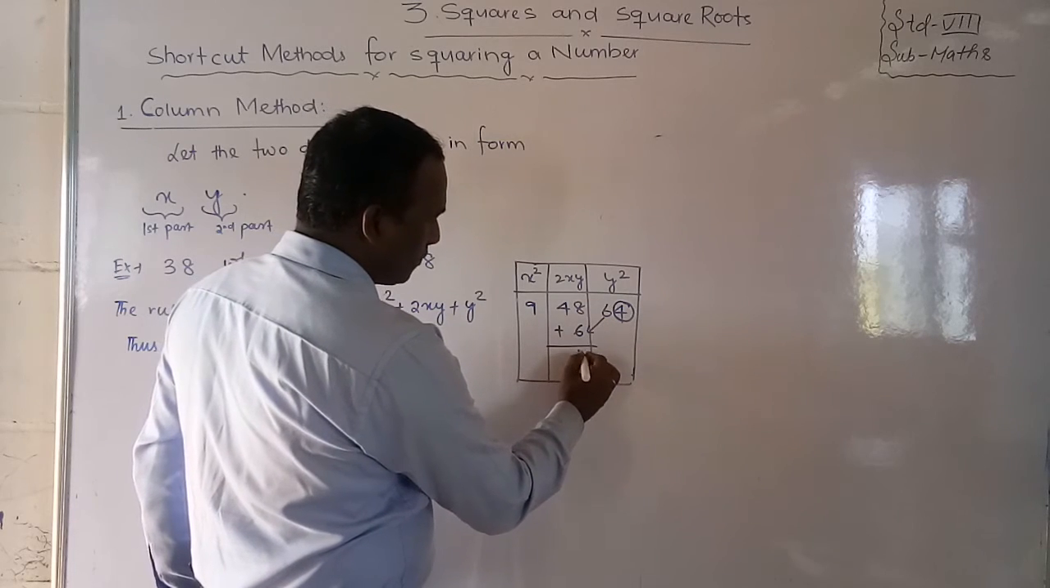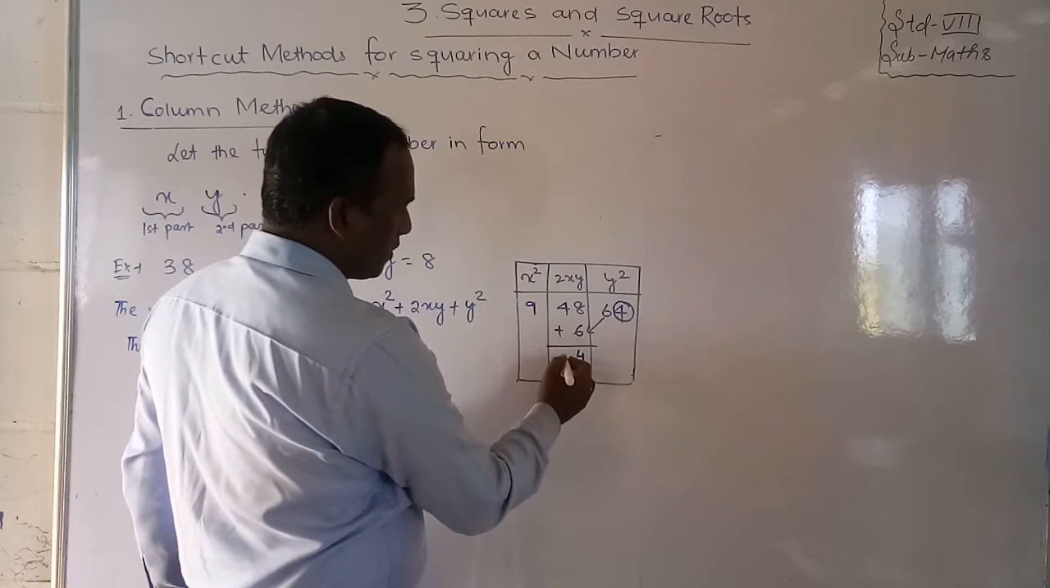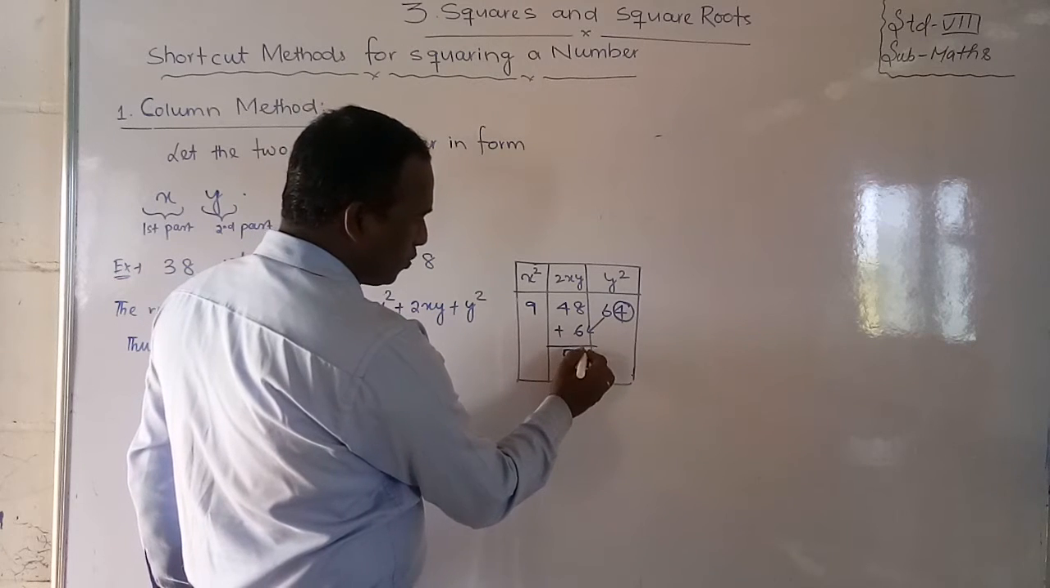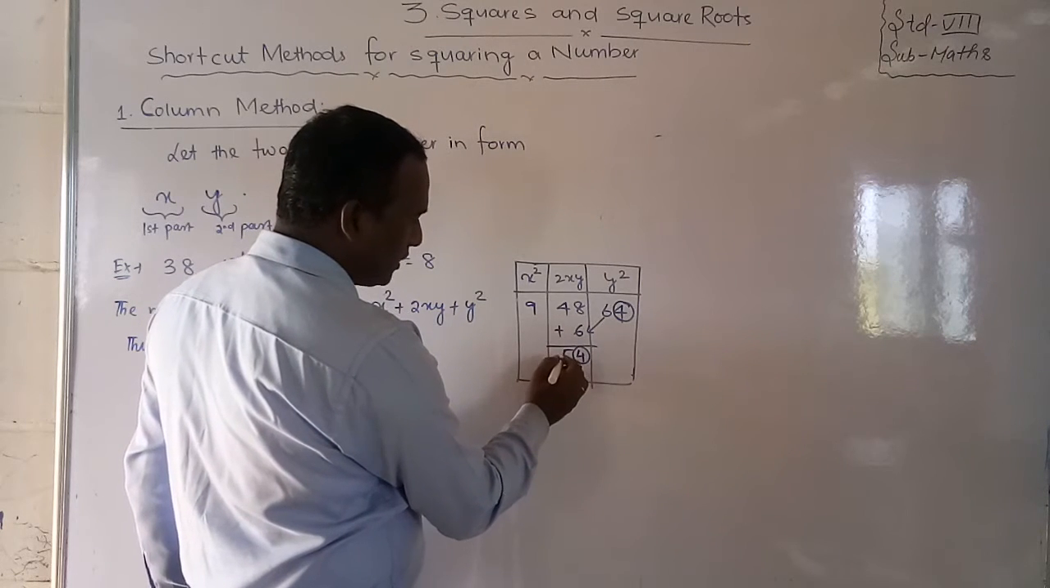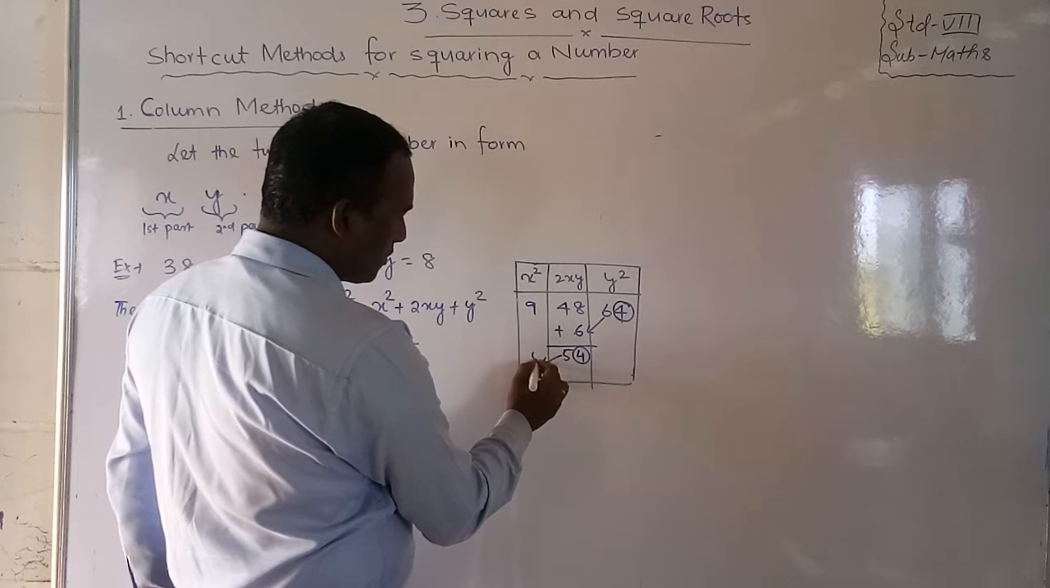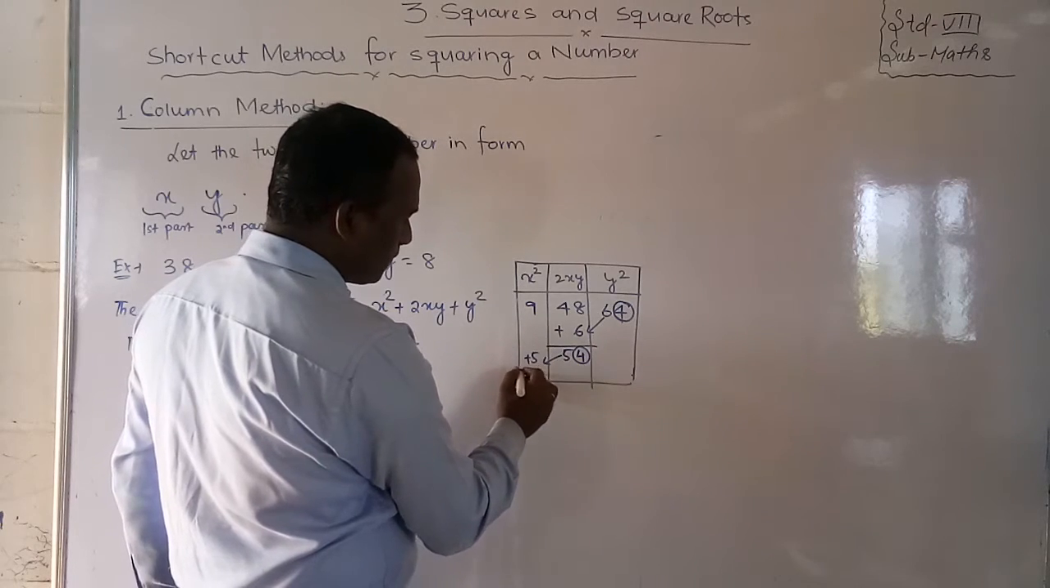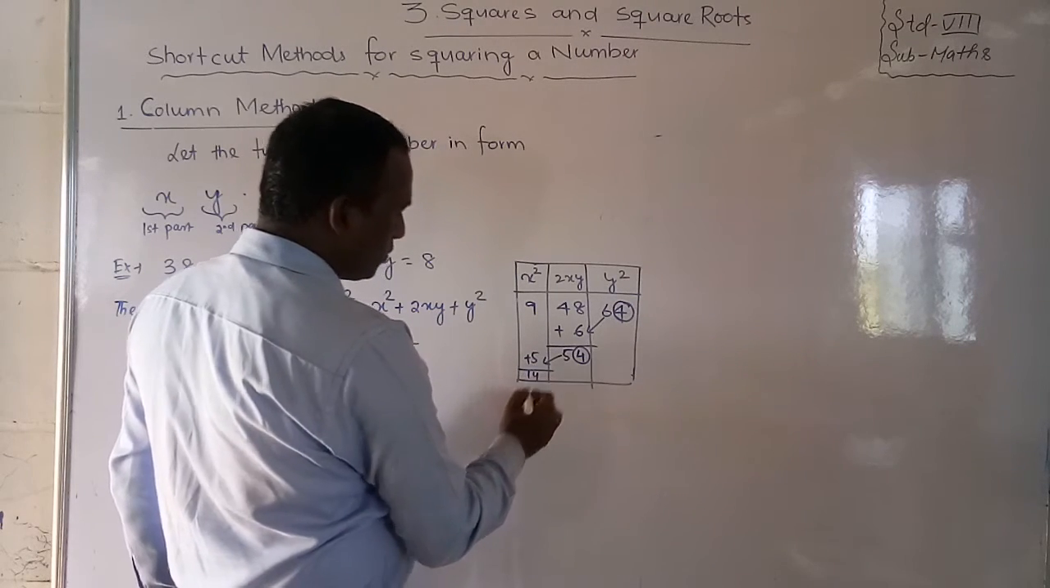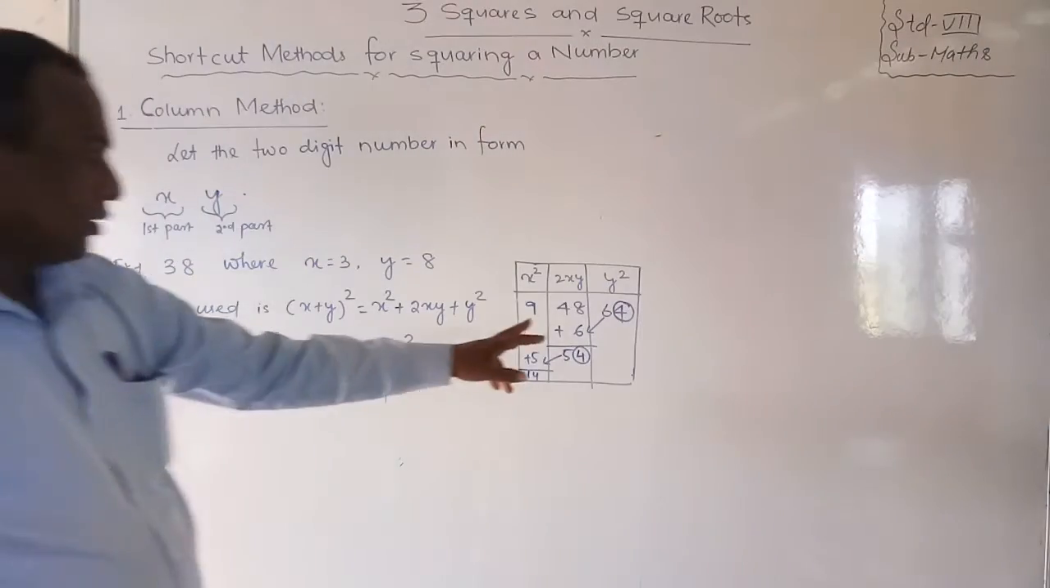What will come? 8, 6, 14. 4, carry 1, 5. So the unit place I keep rounded, this place I keep rounded, and this 5 you bring here. You add the 5 here. What will come? 14 will come. Did you understand, students?